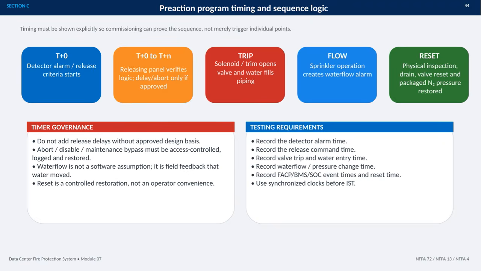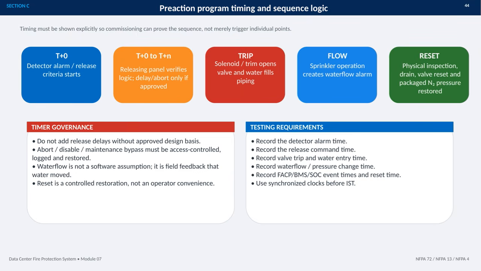This slide defines the required timing and sequence logic for a preaction fire protection system. The central point is that commissioning must demonstrate the complete sequence, not simply prove that individual devices can be triggered. Timing must be shown explicitly. At T+0, the detector alarm or approved release criteria begins. From T+0 to T+N, the releasing panel verifies the logic. Any delay or abort function is permitted only when it is part of the approved design. When the system trips, the solenoid and trim open the valve, allowing water to fill the piping. Sprinkler operation then produces a water flow alarm, providing field confirmation that water has actually moved.